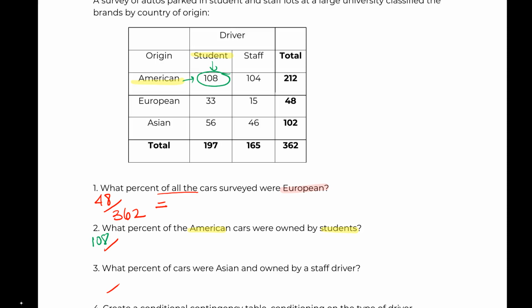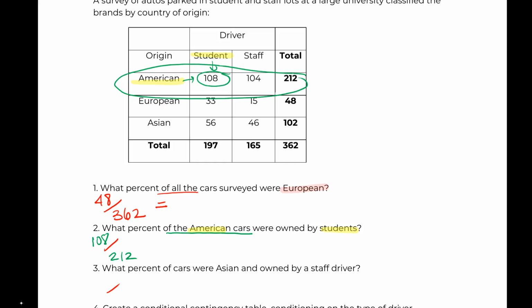Now, we have to be careful here. It says what percent of the American cars. We don't care about all cars. We only care about of the American cars. So this is our whole of what we're looking for. So this will be what we divide by, 212. All right, so of the American cars, the 212 American cars, what percent were owned by students?